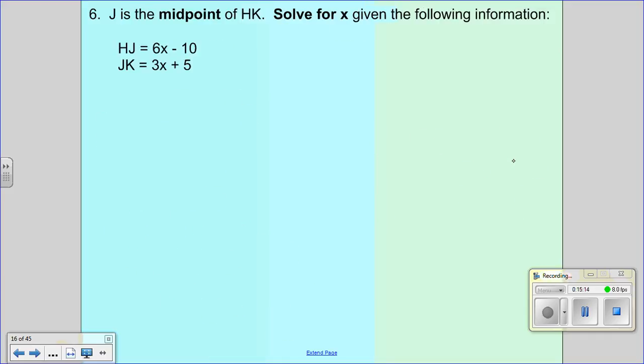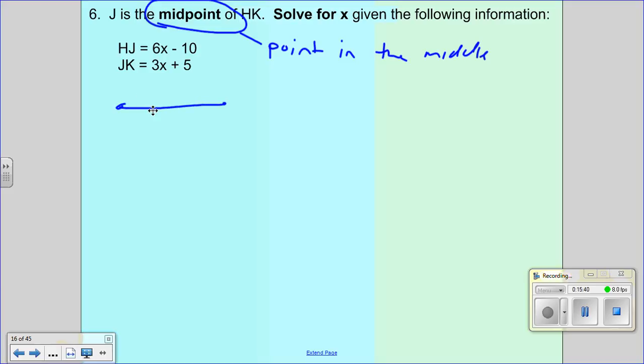On number 6, it says J is the midpoint of HK. Now, midpoint, that's a new word. Midpoint is, as described, the point in the middle. So not only is it between, but it is the point that is directly in the middle. So when you draw your picture as best as you possibly can, try and put the point in the middle. And it was J, so that means H and K are on the outsides.